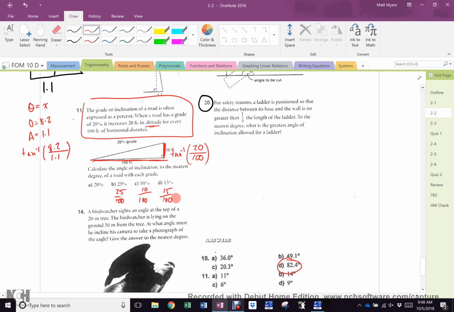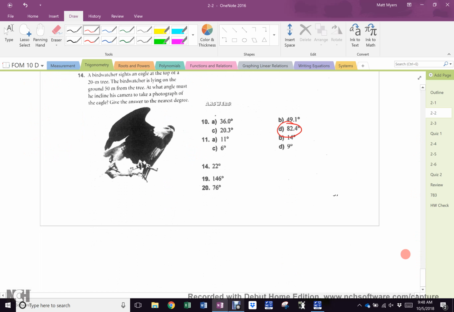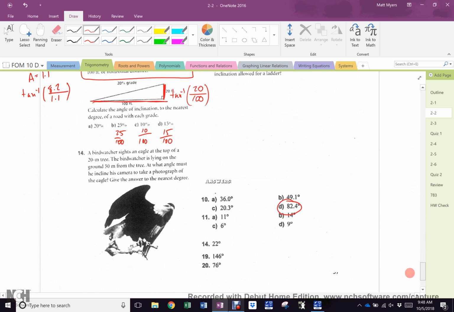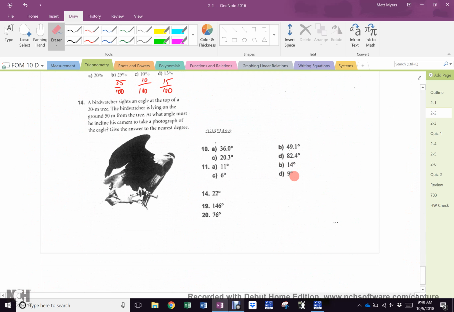Okay? Okay. Number 14. Before you do trig, in all of my million examples, what did you have? To do trig, what did you have in all your notes? Starts with a T, ends with an E, has triangle in the middle of it. You need a triangle. Is there a triangle in number 14? Yes. No, there isn't. There's a picture of an eagle. Where is that eagle? At the top of a 20-meter tree. I put the eagle there on purpose so you could do this. He's on the top of a tree.